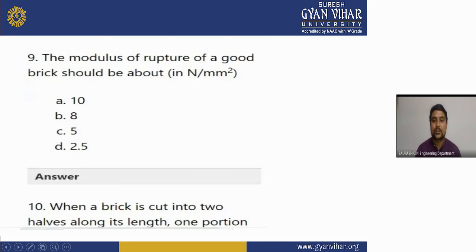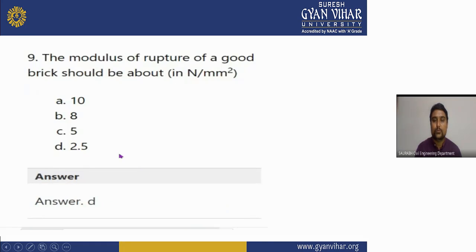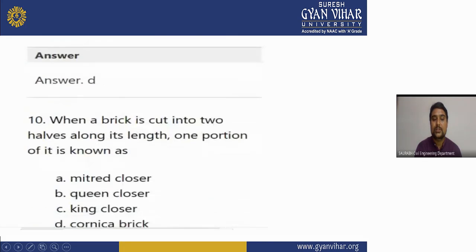The modulus of rupture of a good brick should be about, and its unit is given as Newton per mm square. Let's see what will be the right answer here. Right answer will be 2.5 Newton per mm square. The modulus of rupture of a good brick should be 2.5 Newton per mm square. This is also a very important question, and you need to remember what is the modulus of rupture of a good brick, and you can also say what is the modulus of rupture of a first class brick. It will be equal to 2.5 Newton per mm square. Now come on the 10th question.